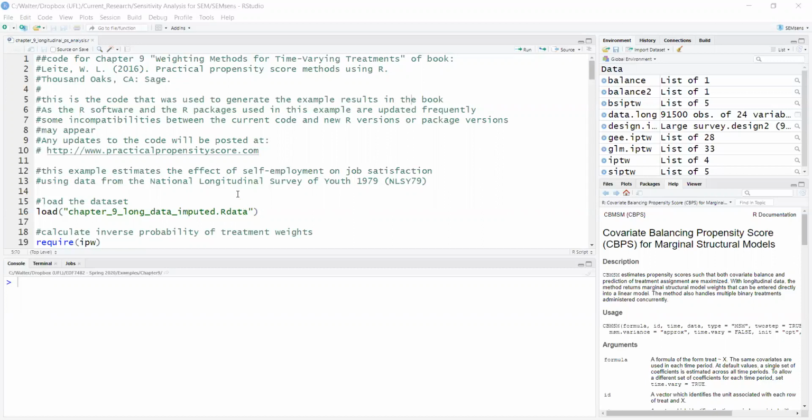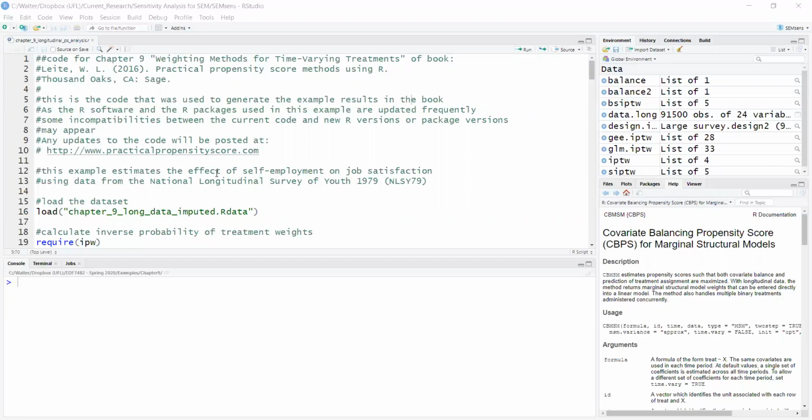For this example, we'll use the National Longitudinal Survey of the Earth to estimate the effect of self-employment on job satisfaction. We use data for 10 years, and in these 10 measurement waves, there are 10 consecutive years. It's like every 2 years. At each measurement occasion, an individual may be self-employed, so there is a binary measurement of self-employed. And then there is also a measure of job satisfaction.